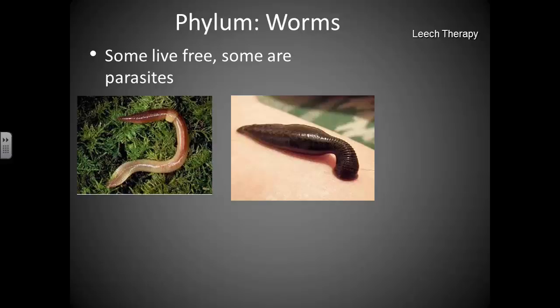Could it give you diseases? Not that I know of. And they're found usually in fresh water. You can find them around here in ponds or streams.